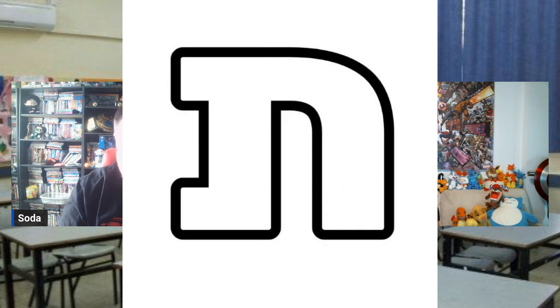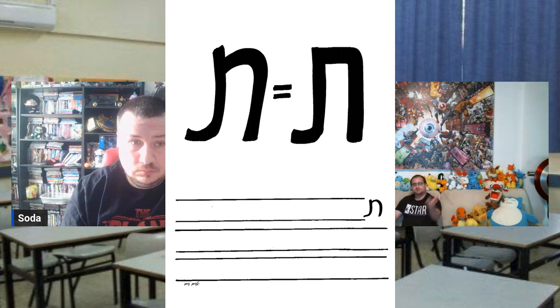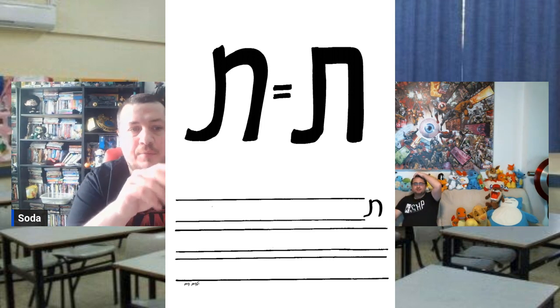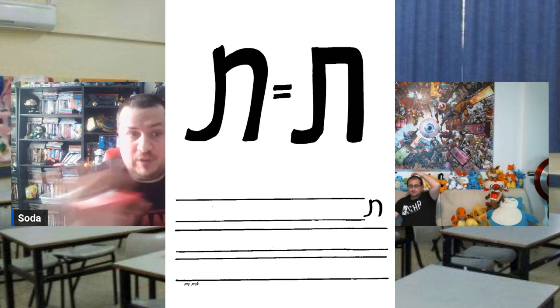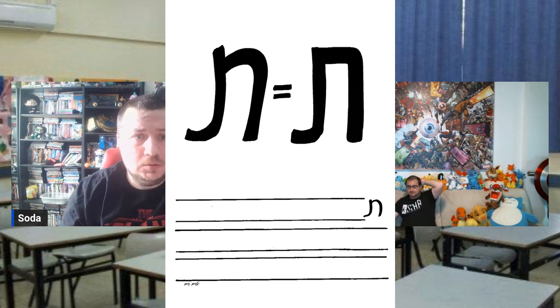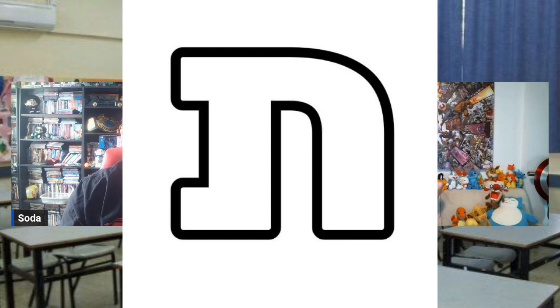So the letter tav, this is what it looks like in printing, and this is sort of the writing equivalent. Okay, I've seen symbols similar to that other one, but obviously not in this context. Basically it's like the letter resh with a nun attached to it.